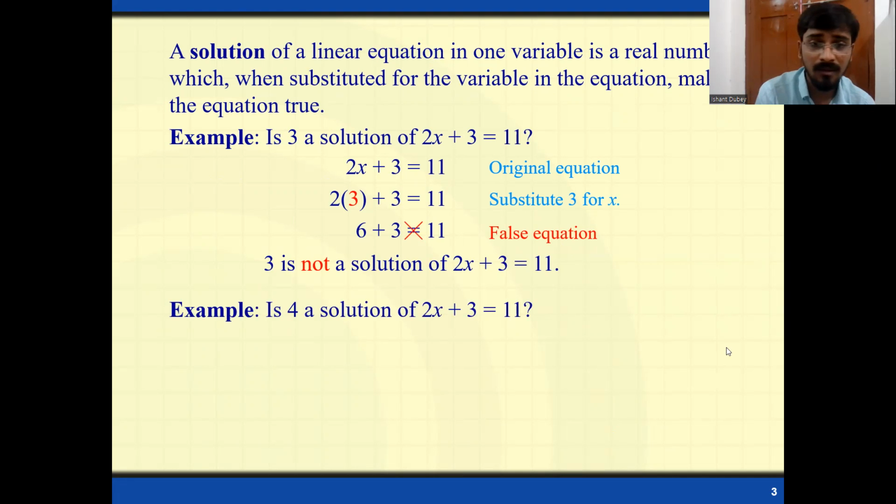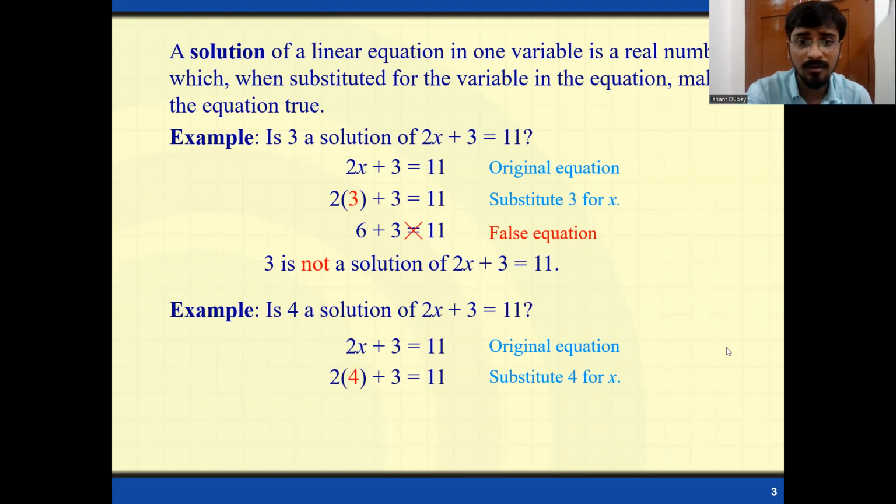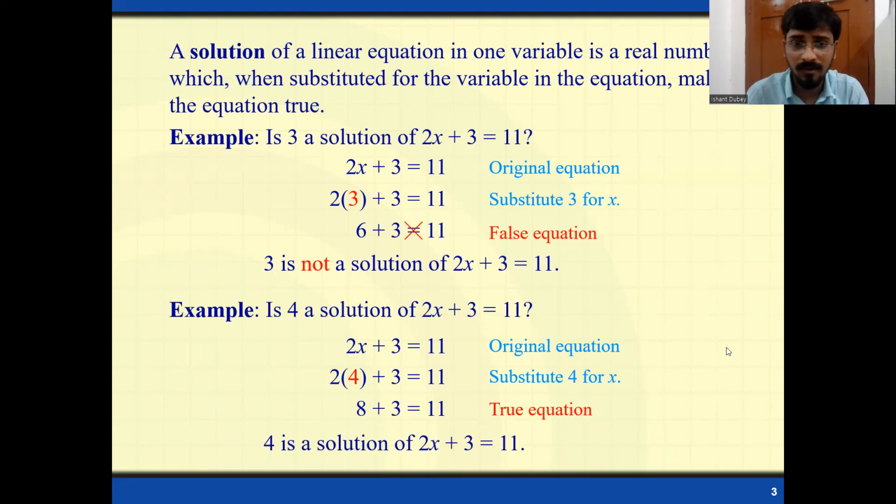Okay, let's see the next example. Is 4 a solution of 2x plus 3 equals 11? The meaning is, if we place x equals 4, will left hand side and right hand side both be equal? If both are equal, then x equals 4 will be the solution of the given equation. So let's substitute. We have the original equation 2x plus 3 equals 11. Substituting x equals 4, in place of x, 4 will come. So 2 times 4 is 8, plus 3 equals 11. Left hand side we are getting 11 and right hand side also 11.